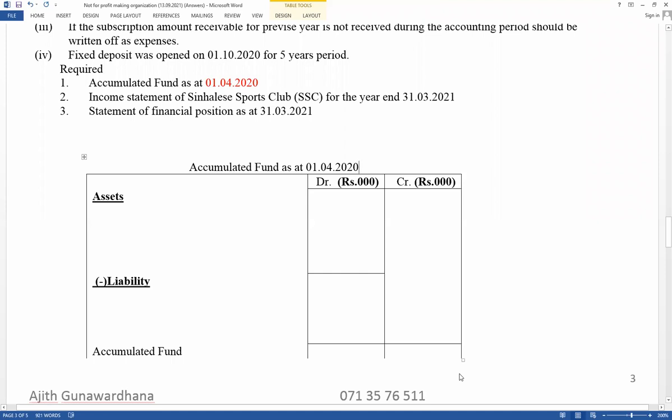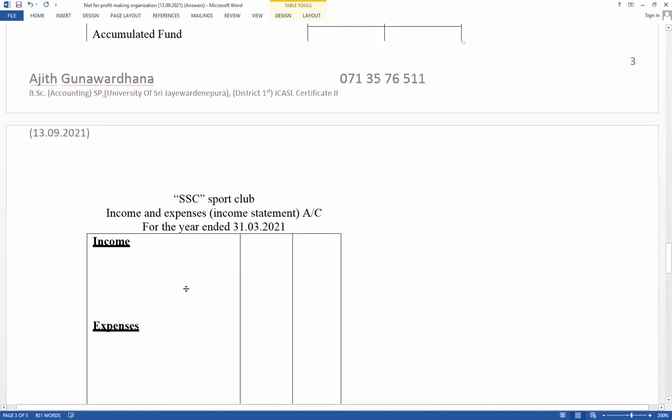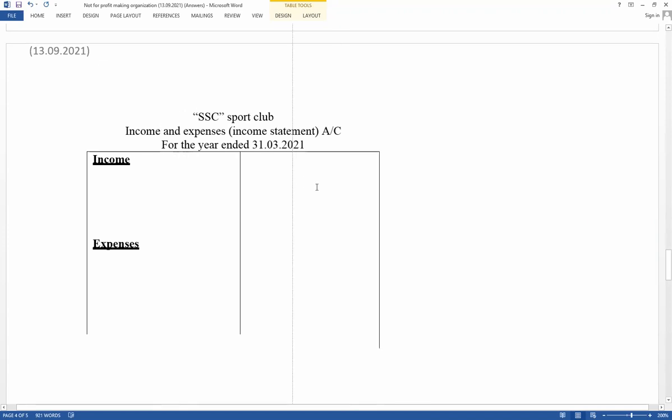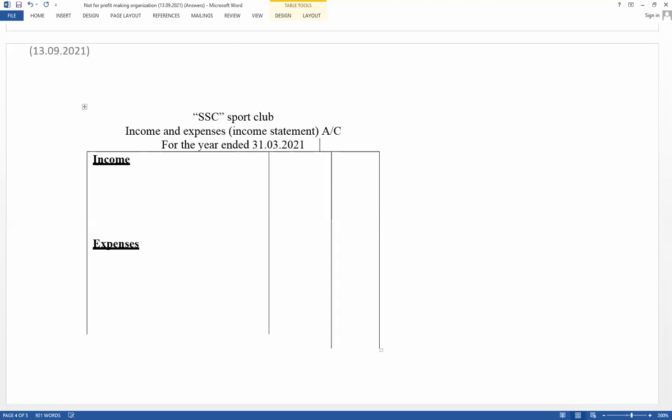In this lesson, equity equal accumulated fund. Then there's income statement. This is the way you have to prepare income statement. Income minus expense. SSC Sport Club income statement for the year ended 31st March 2021. Our economic period ends on 31st March 21. Therefore, income statement 31st March 2021. Disclose values in 1000. Therefore, here values in Rupees 1000.